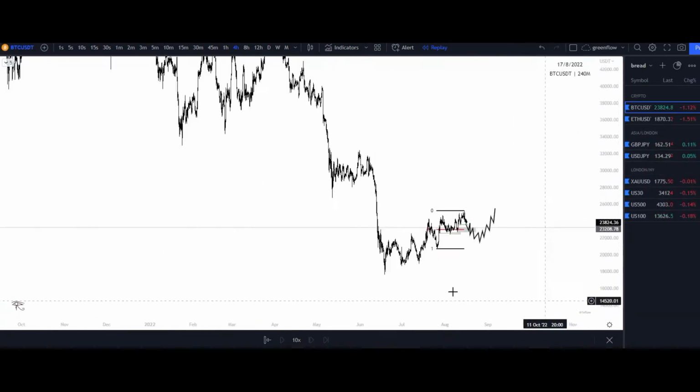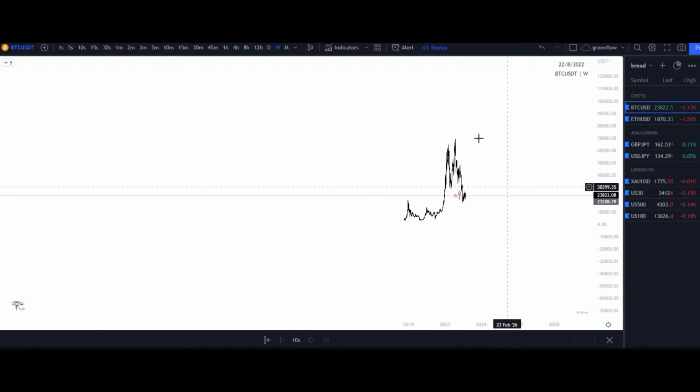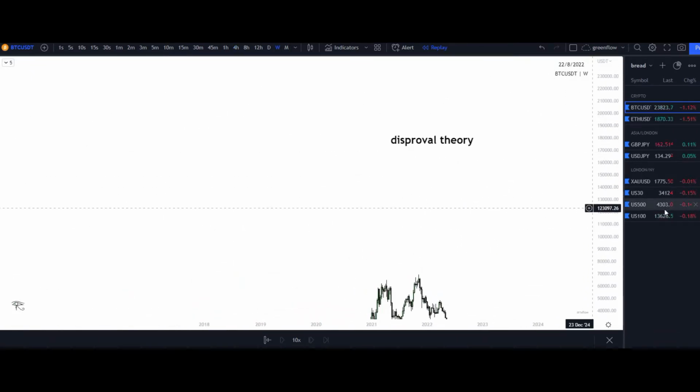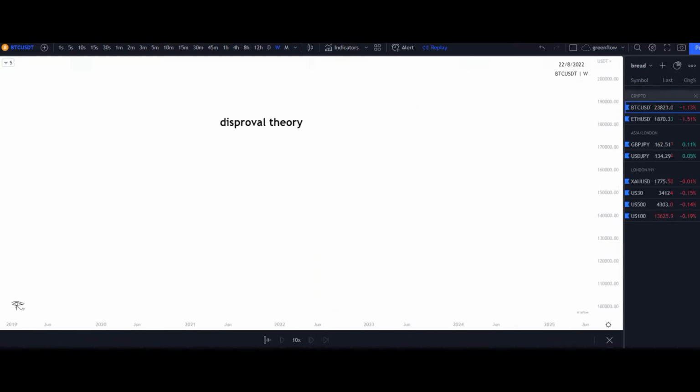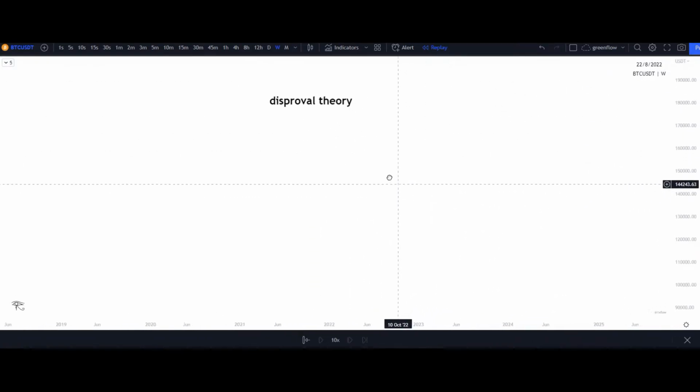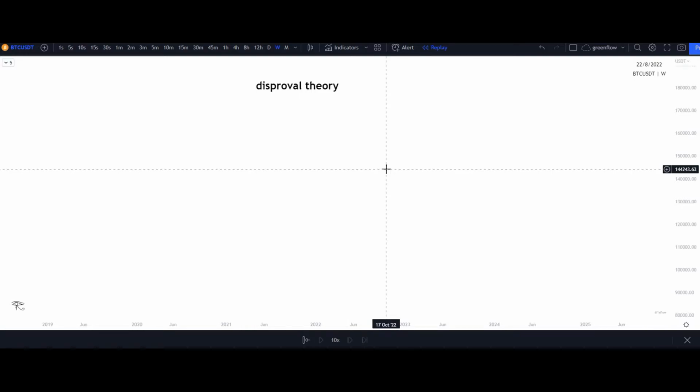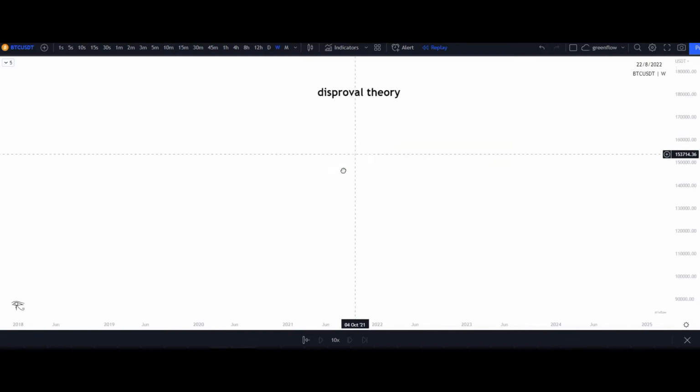We'll go back to Bitcoin, that weekly chart. I think I had it up here. All right, we'll talk about the disproval theory now, what it means, how we can use it, and why it is good in this analysis style. So looking at disprovals, what is a disproval? Why do we need a disproval?